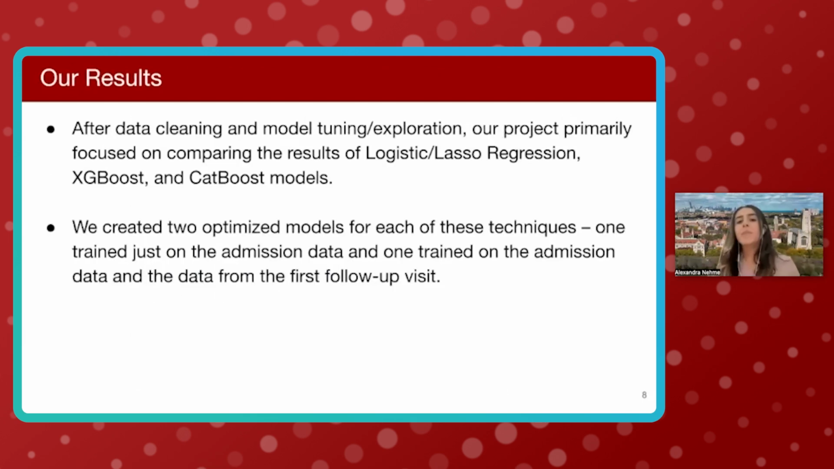After data cleaning and model tuning and exploration, our project primarily focused on comparing the results of logistic and lasso regression, XGBoost, and CatBoost models. Our final deliverable was the optimal model amongst these categories for accomplishing our goals, and we prioritized our model trained on the admission data at the request of the IRC. We additionally trained all of our models on data from the first follow-up visit for the IRC to rerun the model to assess patients predicted to default at that point, also at the organization's request.